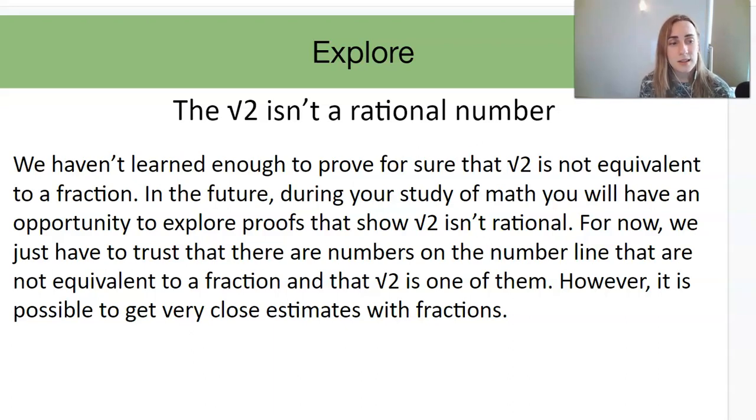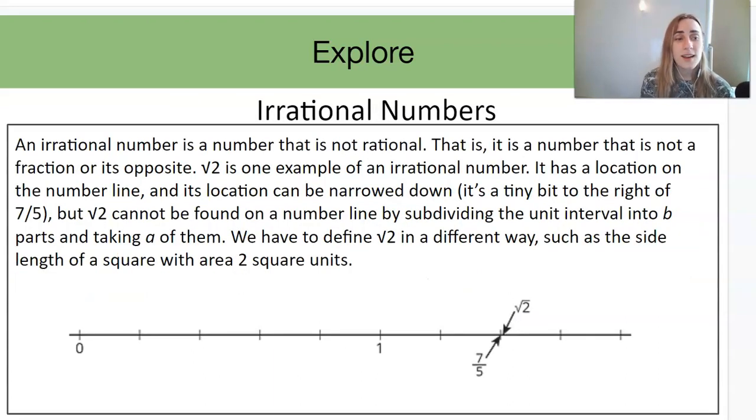Moving on to slide H. Now we're going to talk about irrational numbers. So an irrational number is a number that is not rational. That is, it is a number that is not a fraction or its opposite. The square root of 2 is one example of an irrational number. It has a location on the number line, and its location can be narrowed down. It's a tiny bit to the right, meaning a tiny bit greater than 7/5.